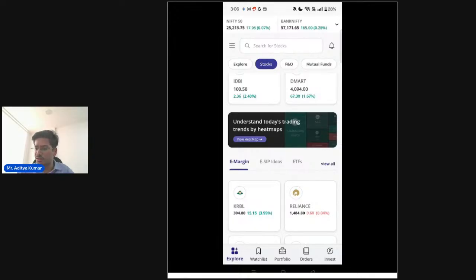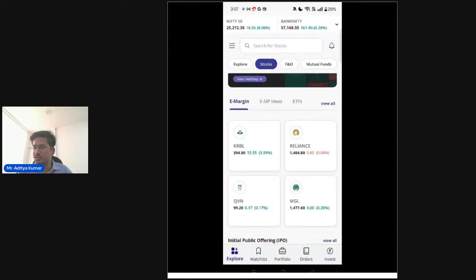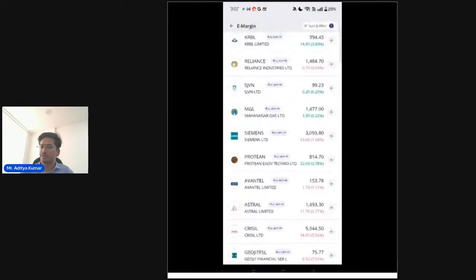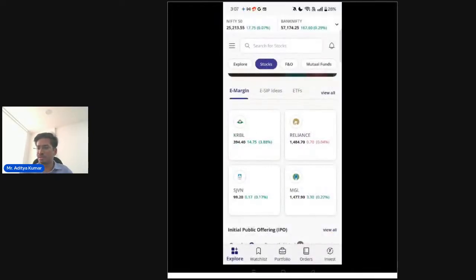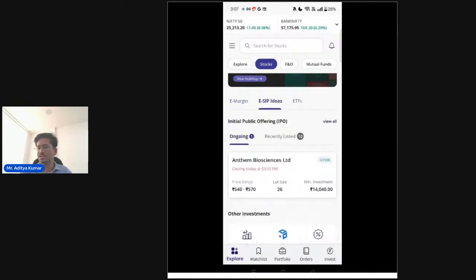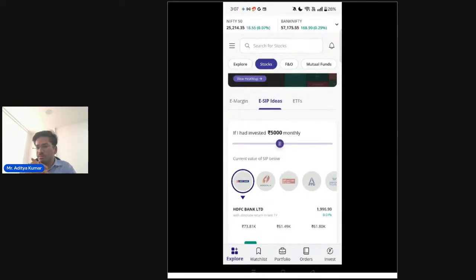After that, these are emerging stocks specifically. These are the stocks which you can do emerging with. I won't be going further into this, I will just give a brief overview of what these are. Then we have this interesting thing in our SSL app. These are the ESIP ideas.